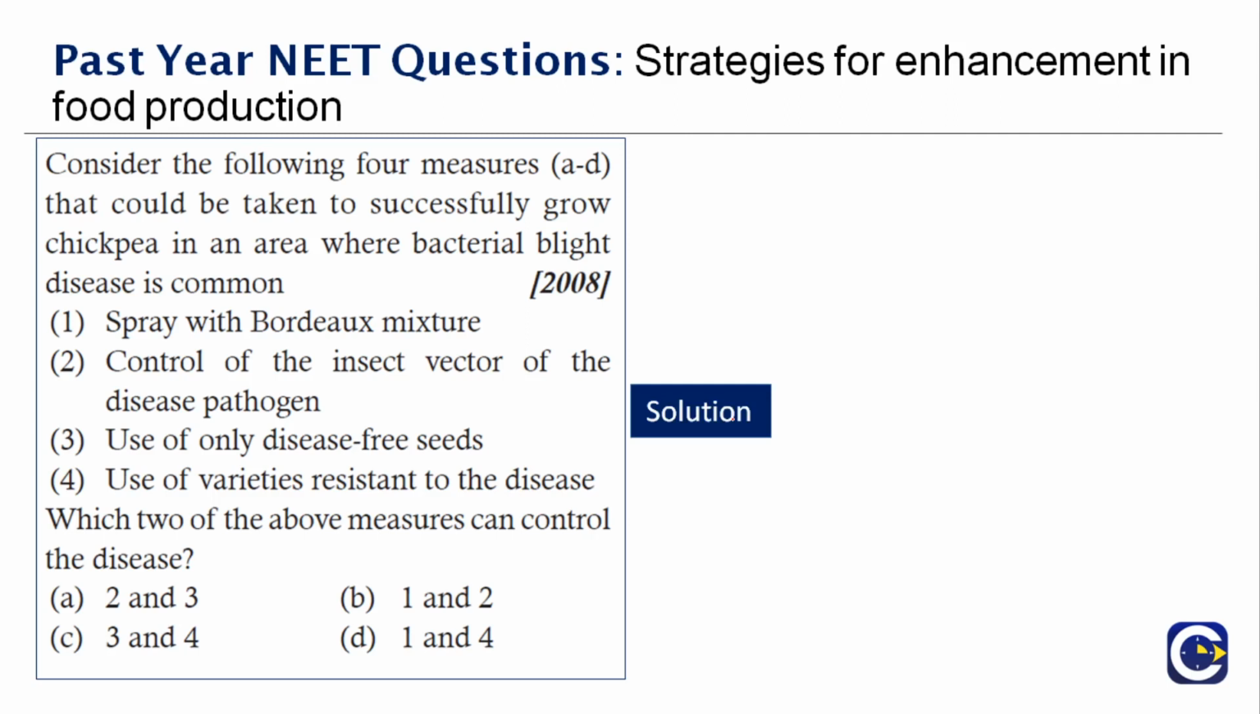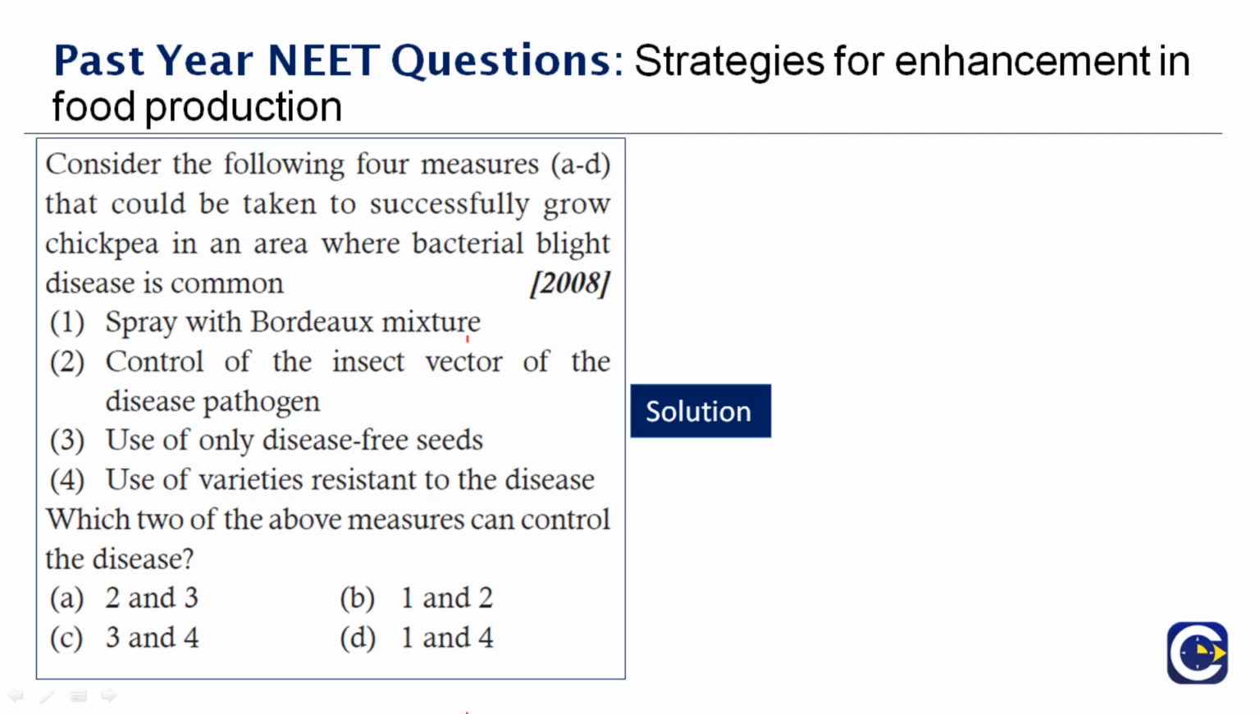The first one, spray with Bordeaux mixture; second, control the insect vector of the disease pathogen; third, use only disease-free seeds; or fourth, use varieties resistant to the disease. So what do you think will be the answer? Is spraying Bordeaux mixture or controlling the insect vector feasible, especially when it comes to control? Using only disease-free seeds and using varieties resistant to the disease will be the more prominent methods when compared to the first two.